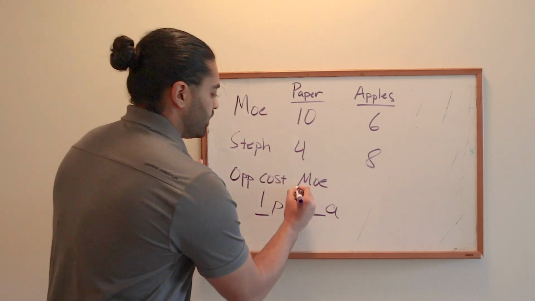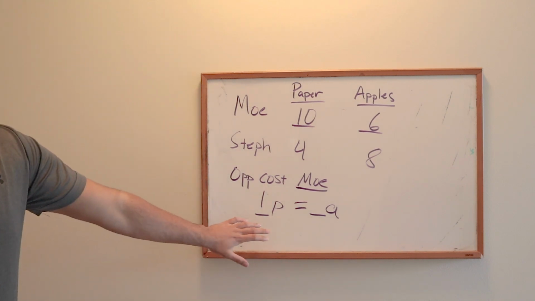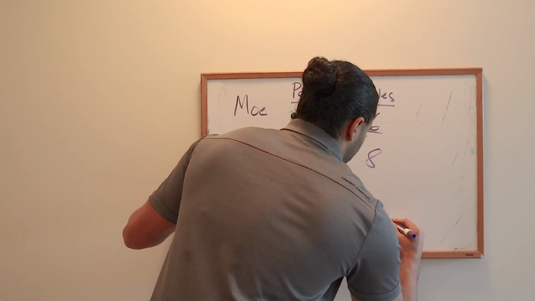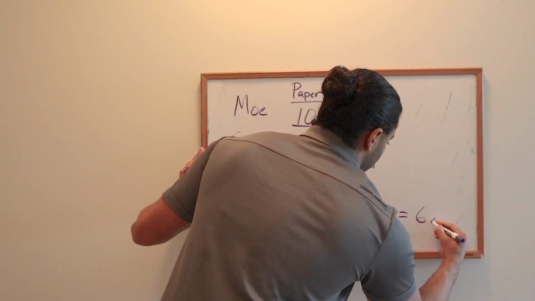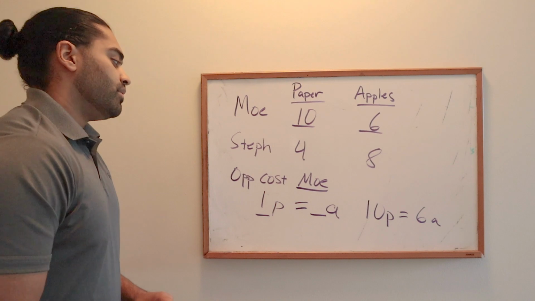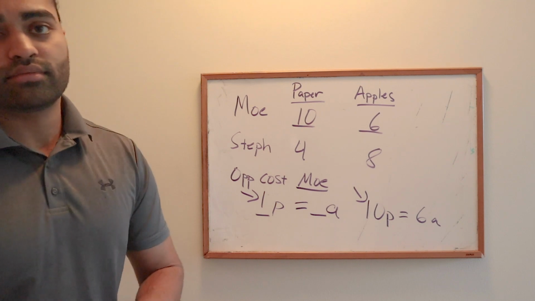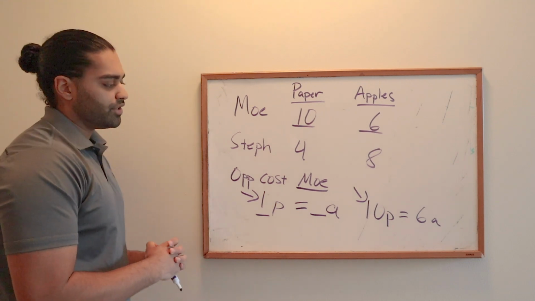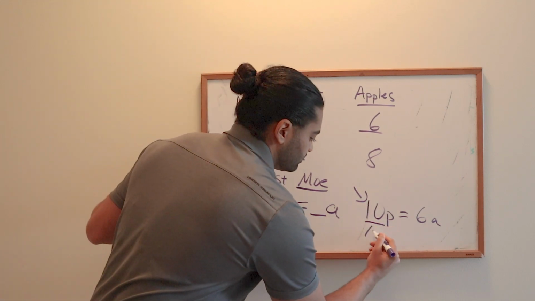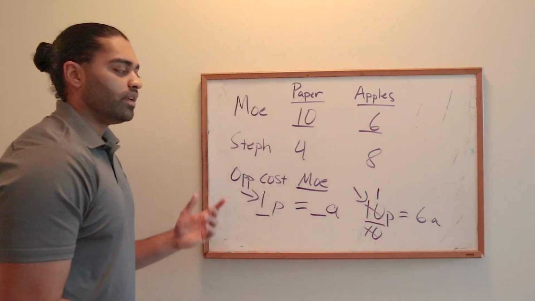So if we're looking at Mo, this is the person of interest, we're going to look at these numbers. So 10 and 6. And you want to write it out exactly how you see it here. So papers in terms of apples. So 10 paper equals 6 apples. Again, I got these numbers from up here, from our table. So now we want to make this look like this. In order to do that, we're going to divide by whatever number is on this side. So if you divide 10 by 10, you should get 1. So that's your first step. Now you have 1 piece.